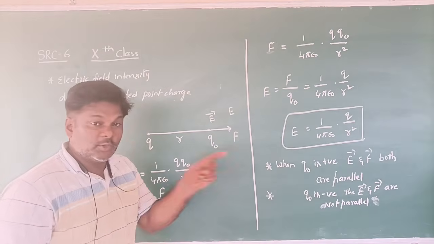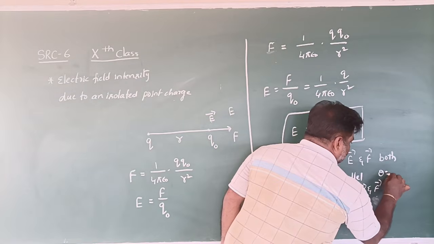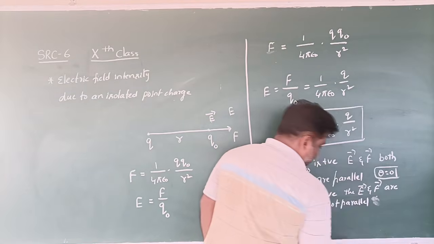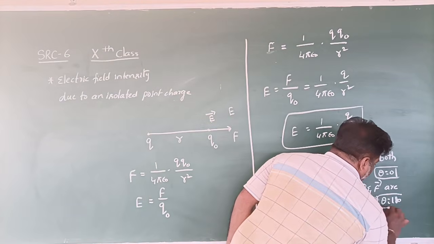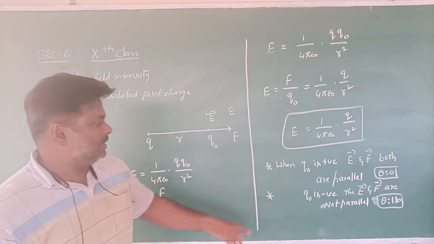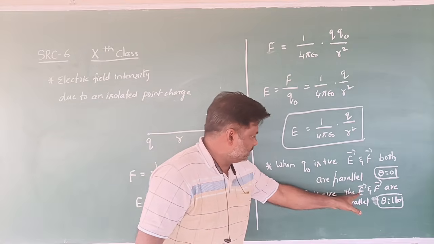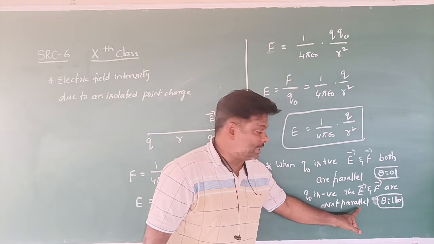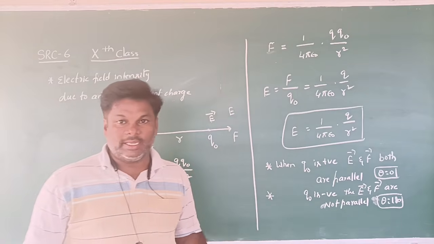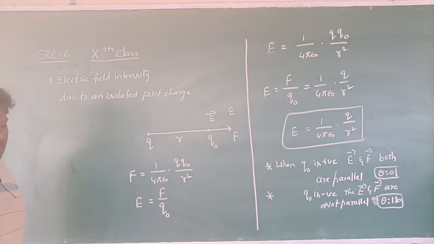I'll give you the angle here. They are anti-parallel. Parallel means theta is equal to 0. Not parallel, that is anti-parallel, means theta is equal to 180 degrees. The angle between E bar and F bar is theta equal to 0 when the charge is positive, and 180 degrees when it is negative. Okay, note it down. We're pausing the video.